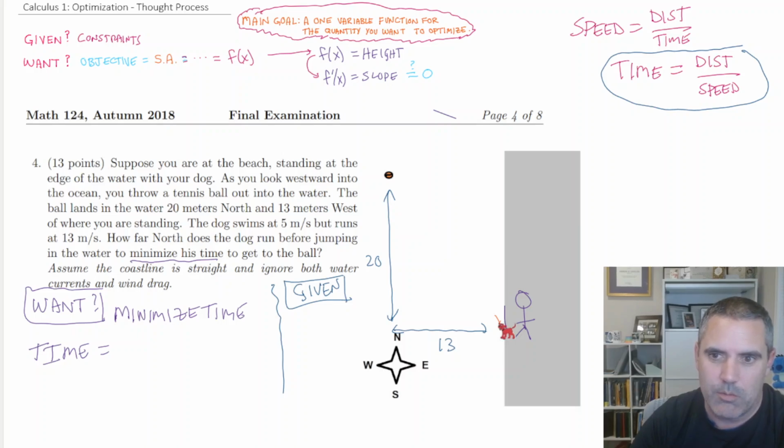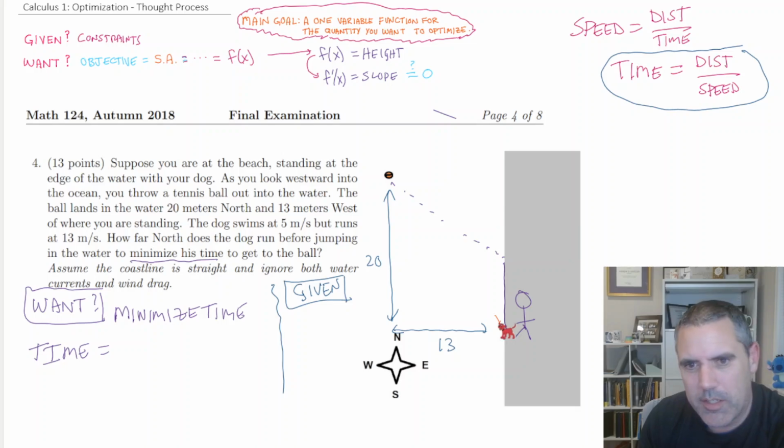The dog needs to run this way for a bit. At some point he should go over. Now if he goes all the way, he'll have kind of gone way too far. And so to me the question becomes, how far should he run along the beach before he jumps in? Dogs seem to be pretty good at this. So I'm going to label that. I don't know what I should label it. X, Y, it doesn't matter.